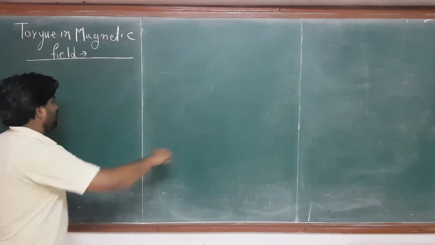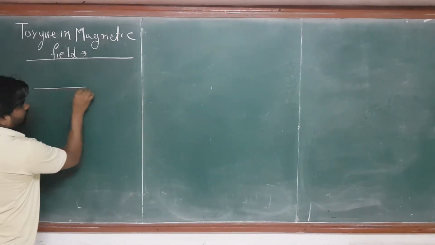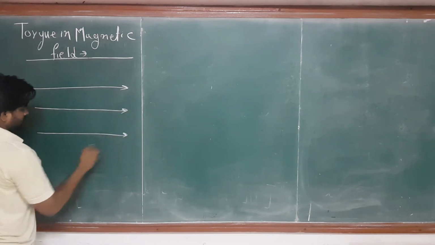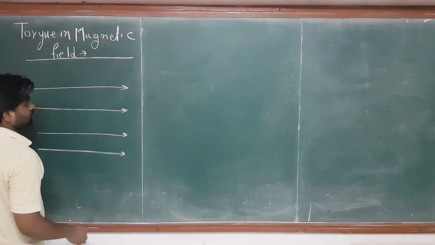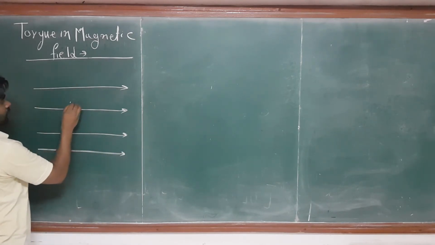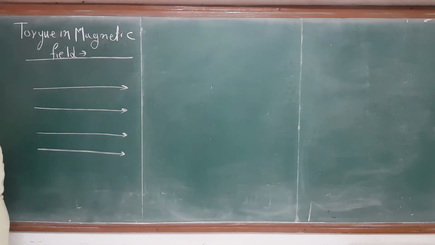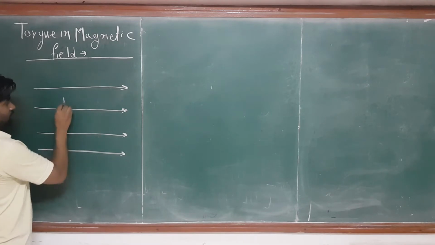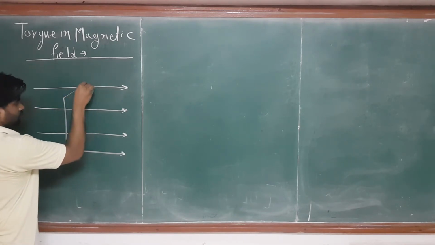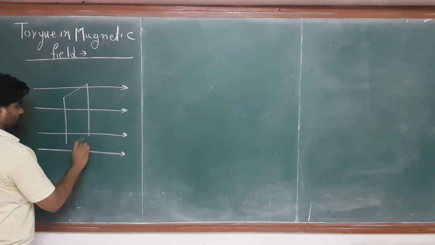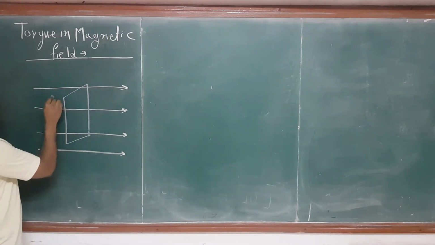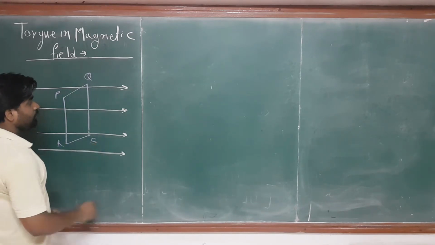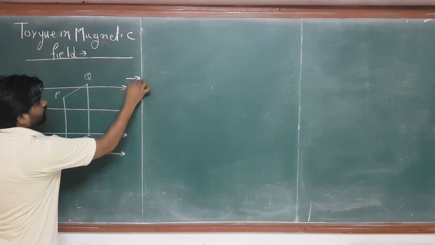Let's suppose this is a magnetic field, going from this direction to this direction, okay? And here I have inserted a coil, right? This is named PQRS. This is the coil. This is the magnetic field.